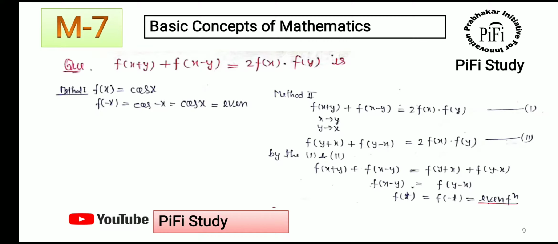The second method is to replace x by y and y by x, so you will get this type of function. Again add both the functions. After adding, you will get f(x-y) is equal to f(y-x). Take and assume x minus y is equal to t, so you will get f(t) is equal to f(-t). So it is an even function, because f(t) is equal to f(-t).